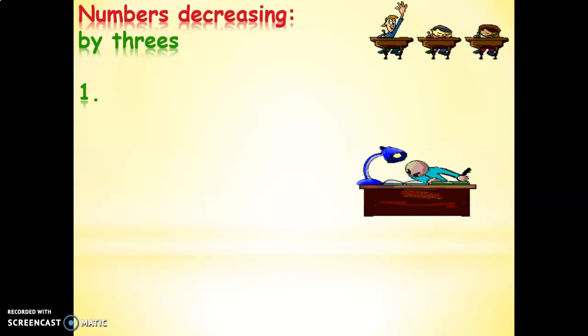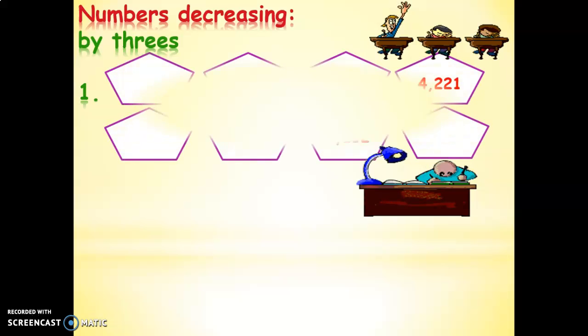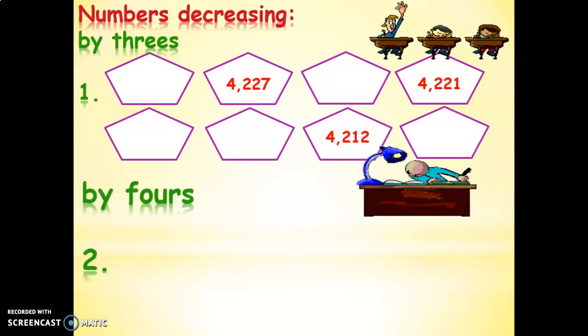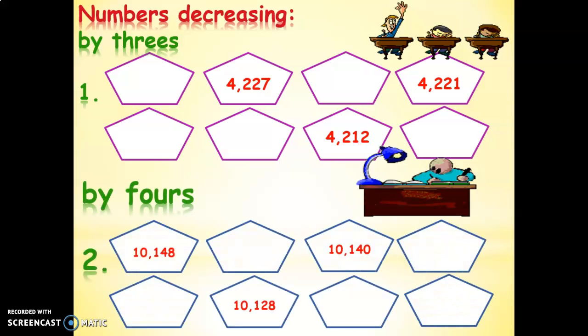If you do understand numbers decreasing by 3s and numbers decreasing by 4s, try to answer this short drill. Think of the next number or the missing numbers to complete these number patterns. Look at every number and remember that decreasing by is the same as counting backward. Try to think of your answer. Now if you are ready, we can see if your answers are correct.